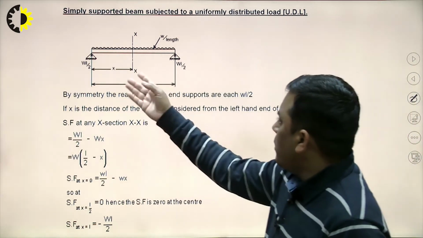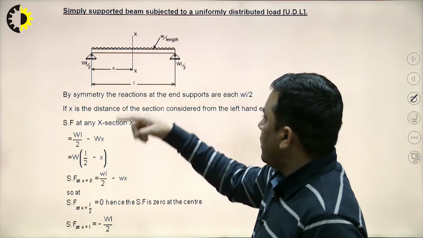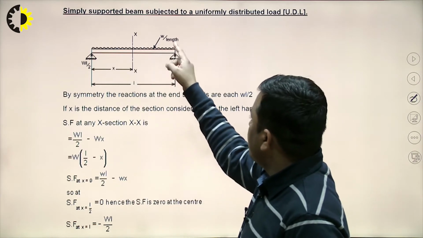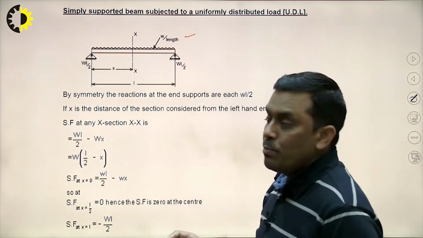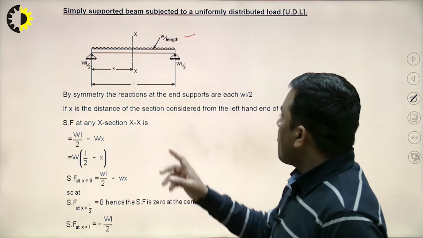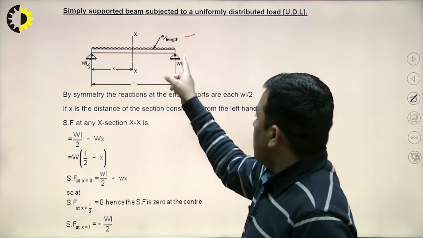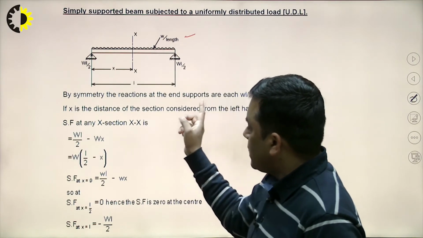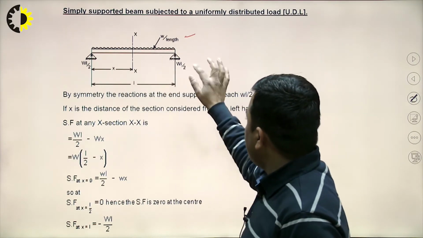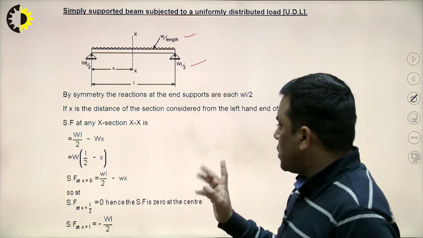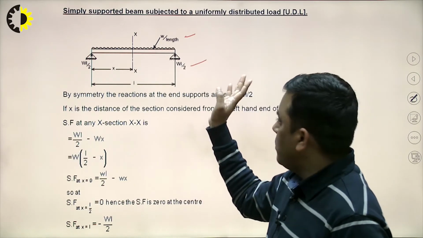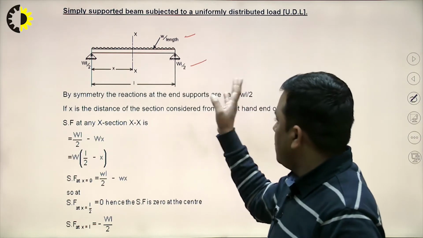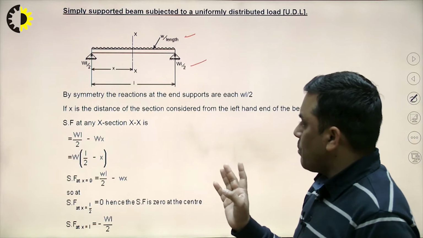Here we are observing a beam of length L which is subjected to a uniformly distributed load of W per unit length intensity. By the symmetry of this beam and the distribution of load, we can say the support reactions will be WL/2 and WL/2. There is nothing very great about this. We all know how to find the support reaction.